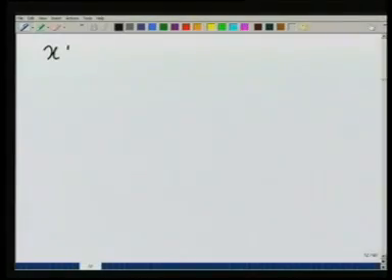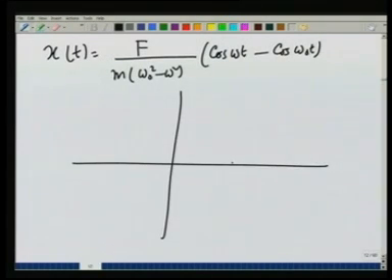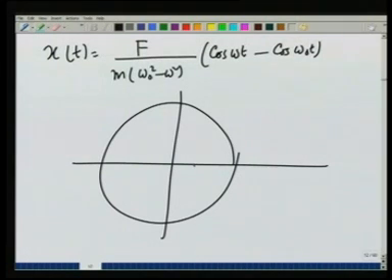So, I am looking at the solution x t is equal to f over m, omega naught square minus omega square, times cosine of omega t minus cosine of omega 0 t. Suppose I would look at it at t equal to 0. At t equal to 0, the term f over m omega naught square minus omega square cosine omega t looks like this, and at the same time the other term, let me draw it with blue color, is in the opposite direction. This term is this one.